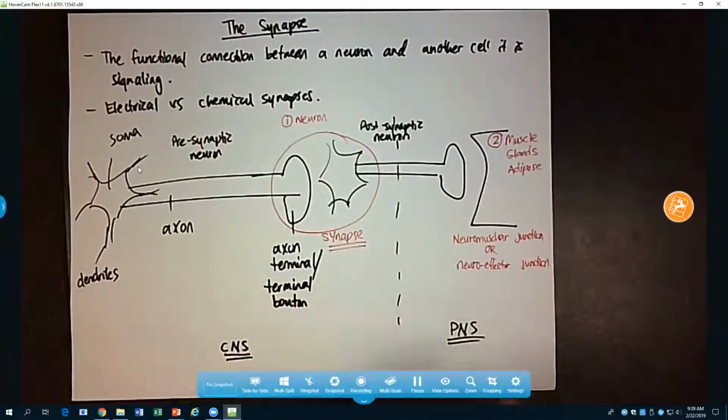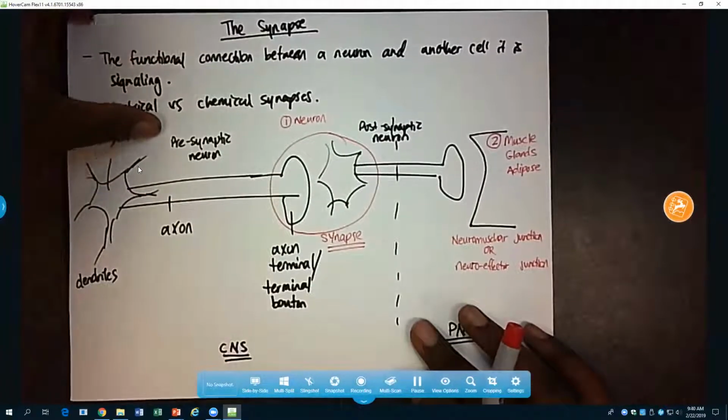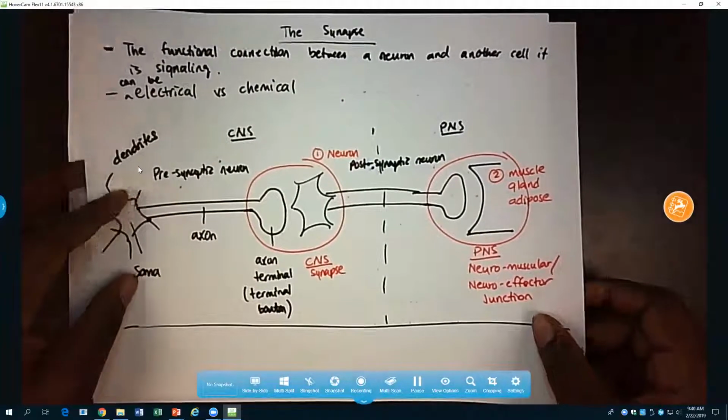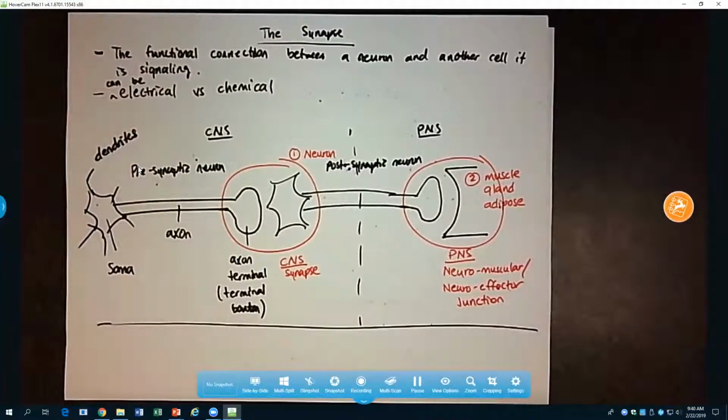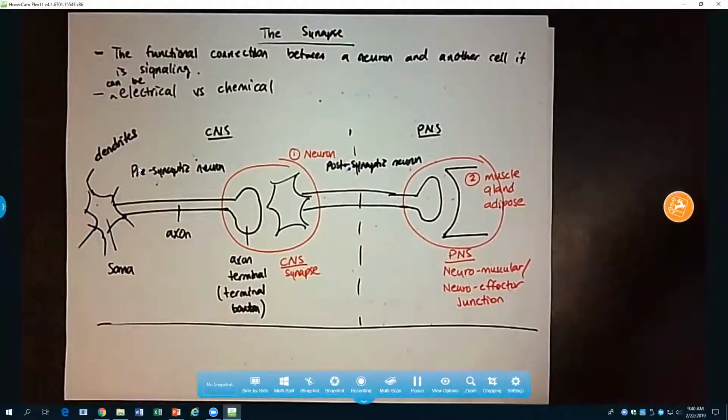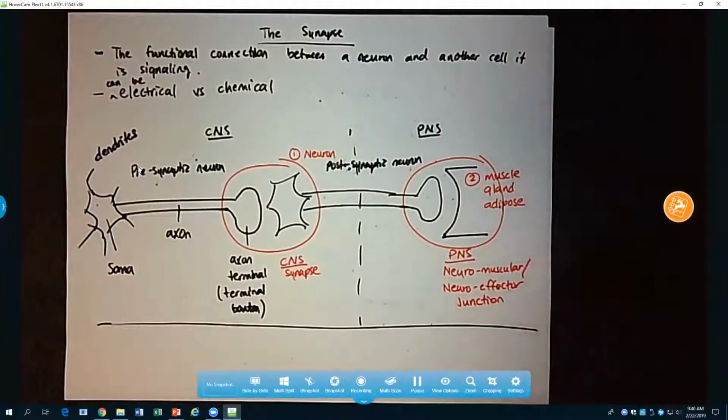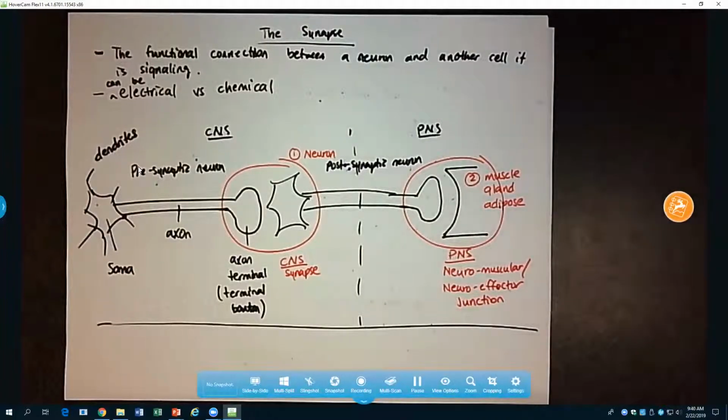Okay? Let's talk briefly about the three types of connections between neurons. Okay, so we said that there are three types of connections. Let's just describe what those are: the axodendritic, the axosomatic, and the axoaxonic.